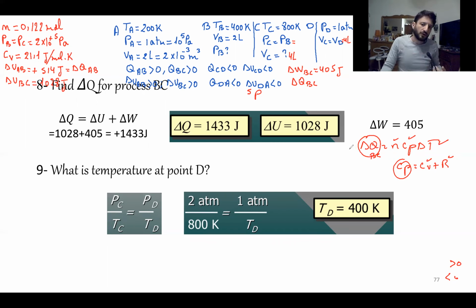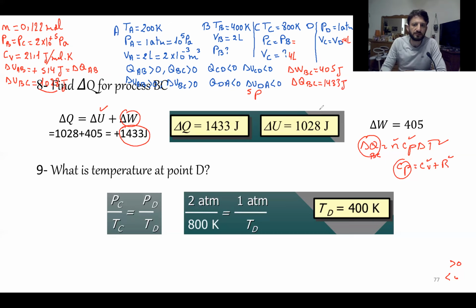Or, as we have delta Q equals delta U plus d omega, I want to calculate, I have delta U BC equals 1028. I have the value of d omega calculated before, equals 405. We calculate dQ, it must be positive. We have heating equals 1433. Okay, this is the value of delta Q BC, in joules.